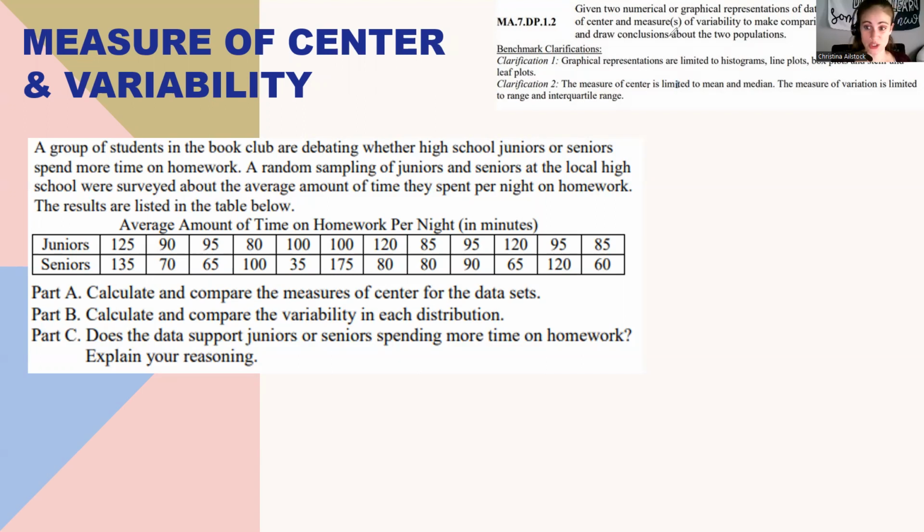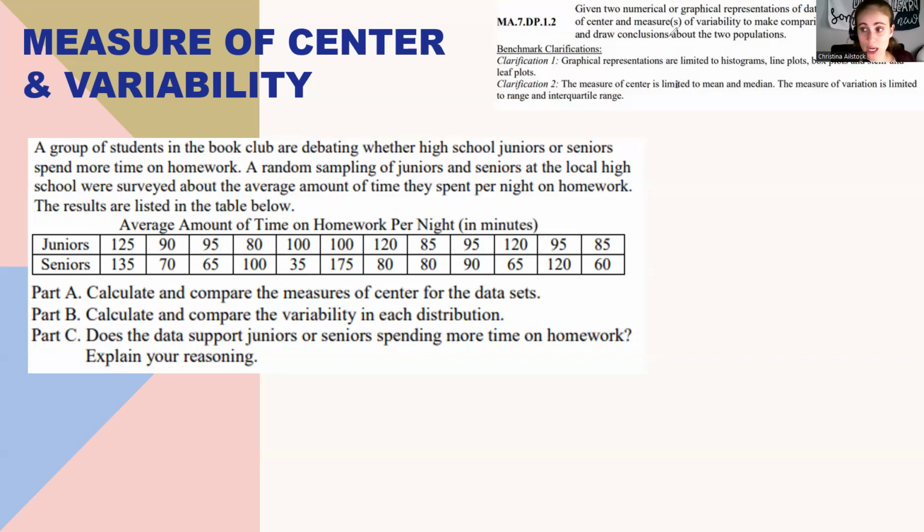And we have 3 parts to this question. I'm going to read all 3 parts, but then we'll back it up and refocus on part A to begin with. So part A, calculate and compare the measures of center for these data sets. Part B, calculate and compare the variability in each distribution. And part C, does the data support juniors or seniors spending more time on homework? And explain your reasoning.